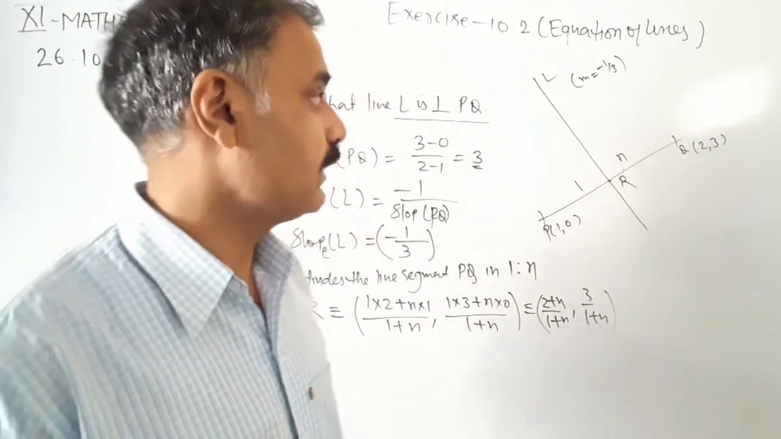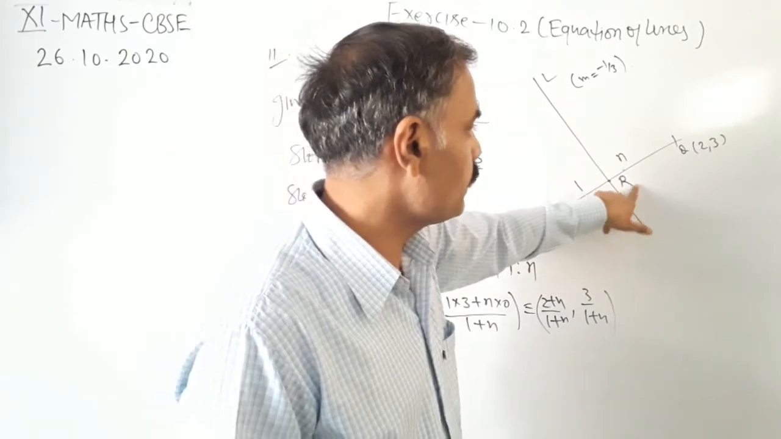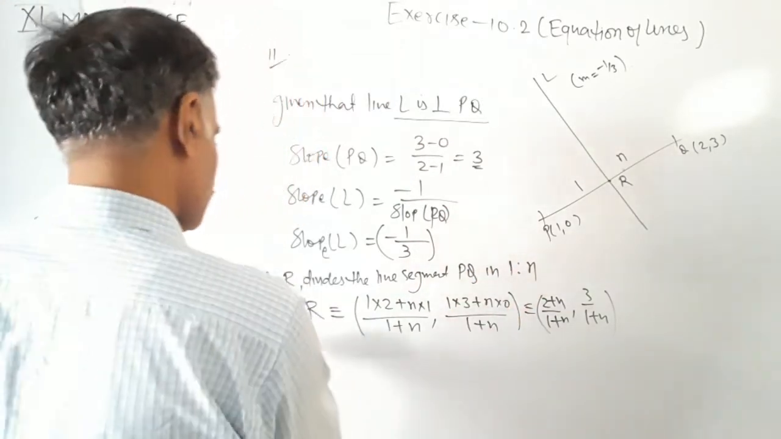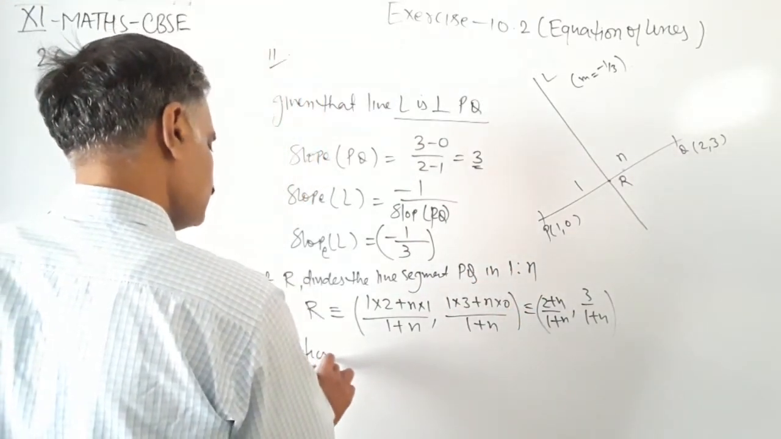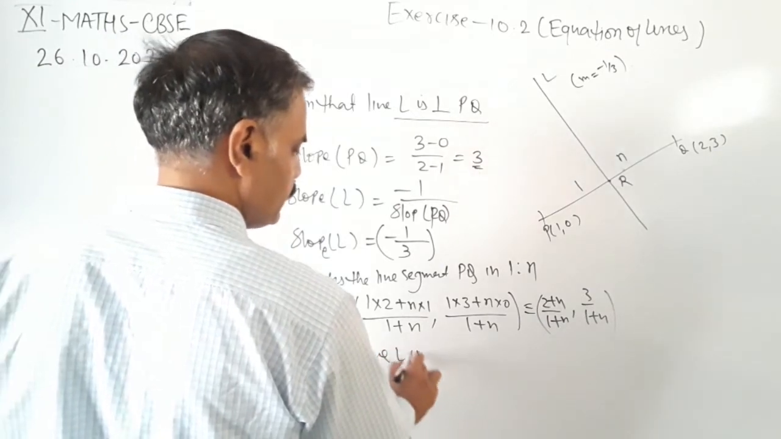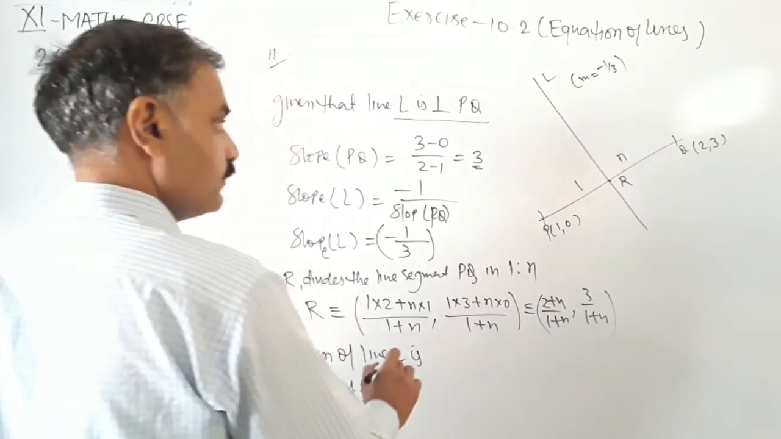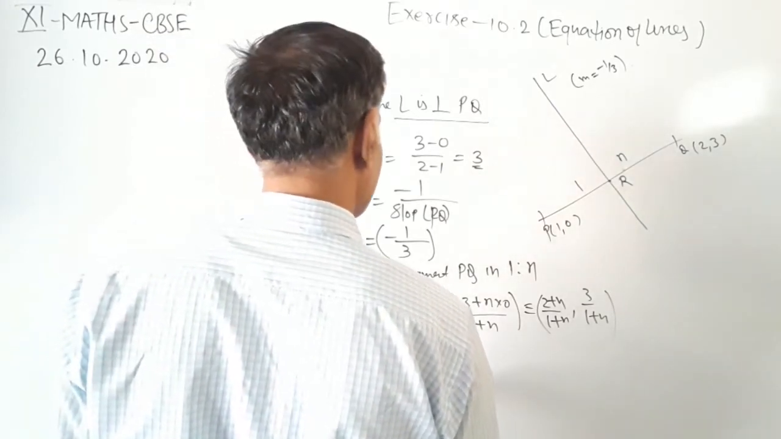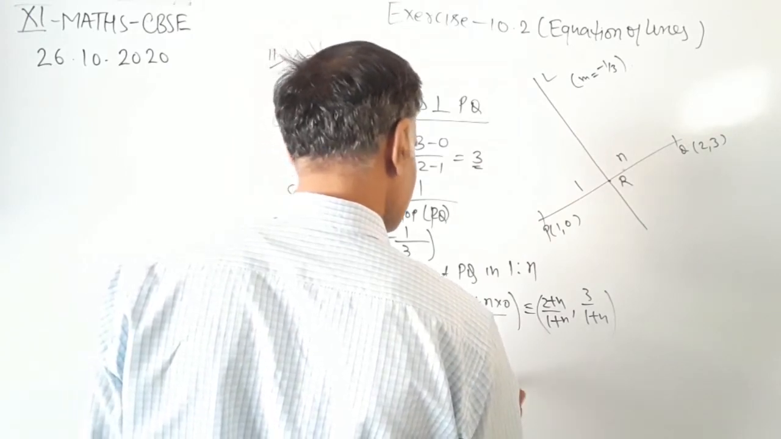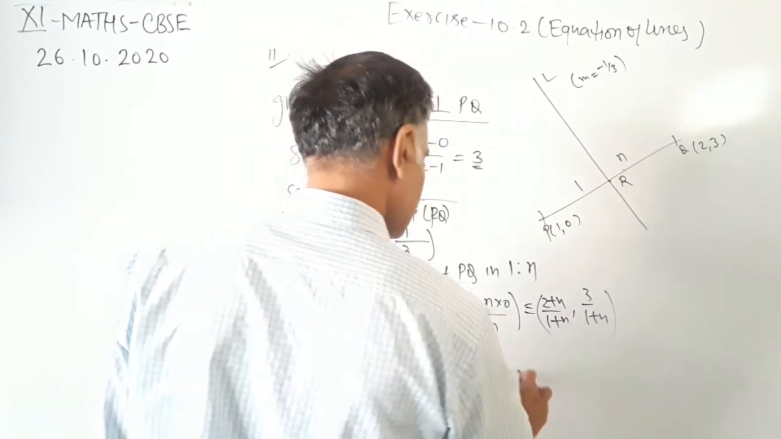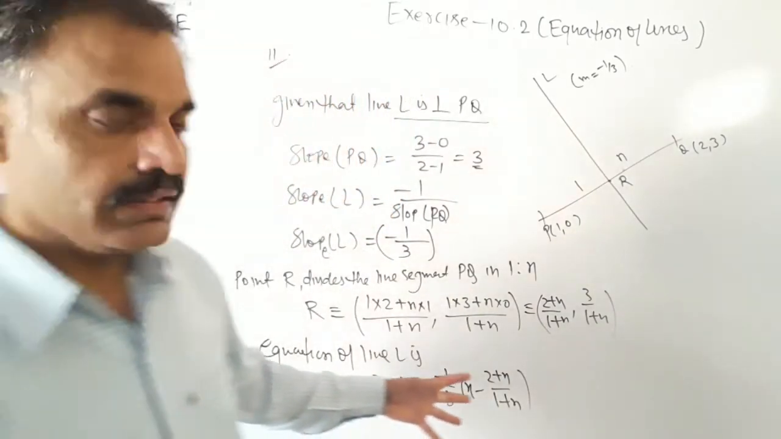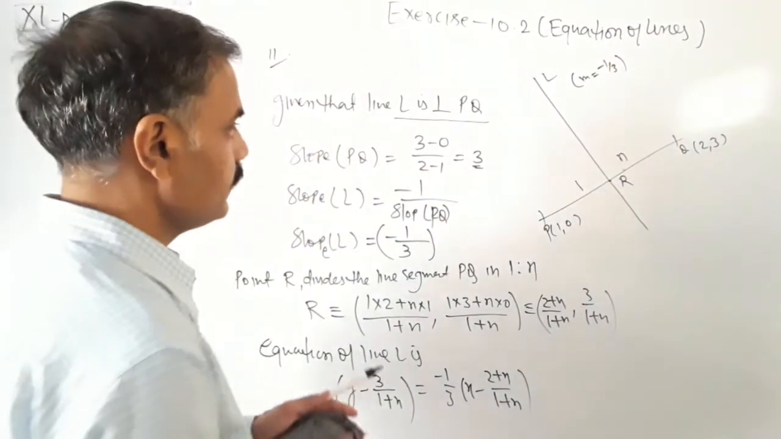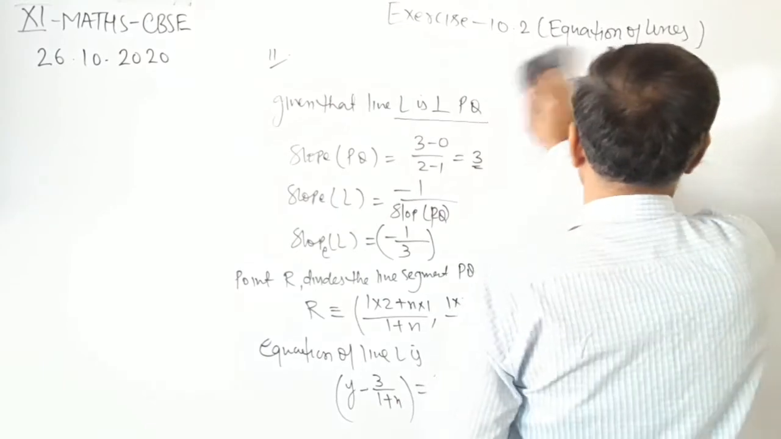Now we have to find the equation of line L passing through the point R with slope minus 1 by 3. So the equation of line L is y minus 3 upon 1 plus n equals minus 1 by 3 into x minus (2 plus n) upon 1 plus n. Now we have to solve this to find the required equation of the line. You can easily solve this, or I am solving.